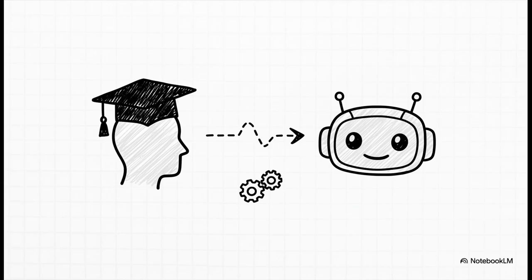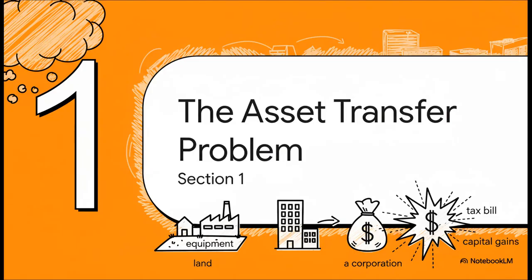So you might be asking yourself, why do we even have a special rule like Section 85? Well, to really understand its power, you first have to appreciate the big problem it was created to solve. Imagine this. You own a valuable asset. Maybe it's a piece of land or some crucial equipment, and you want to move it into a corporation that you control. Well, the default tax rule says, hold on a second. That transfer is considered a sale, or what the Act calls a disposition.